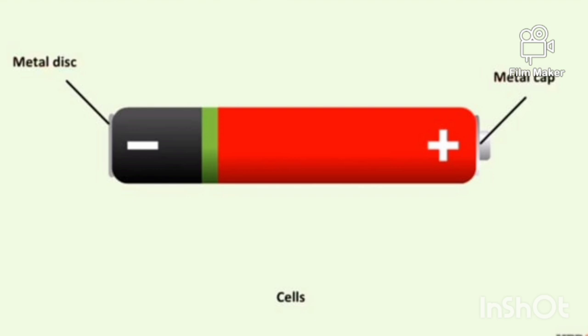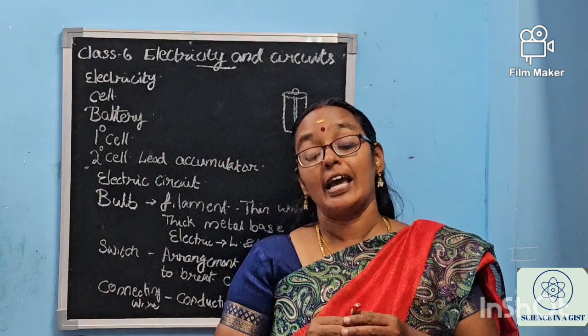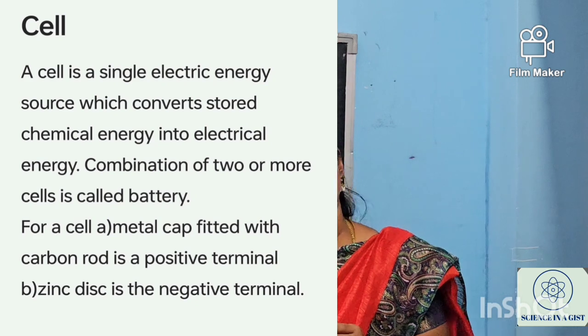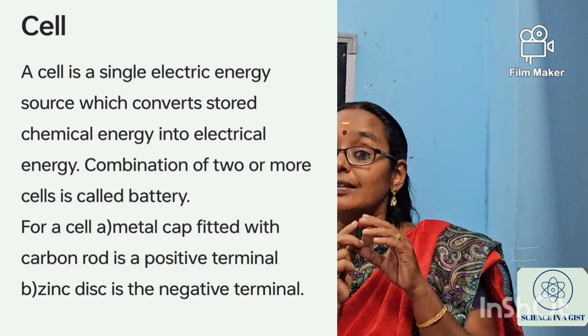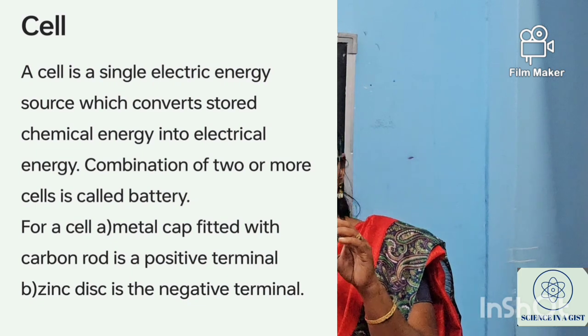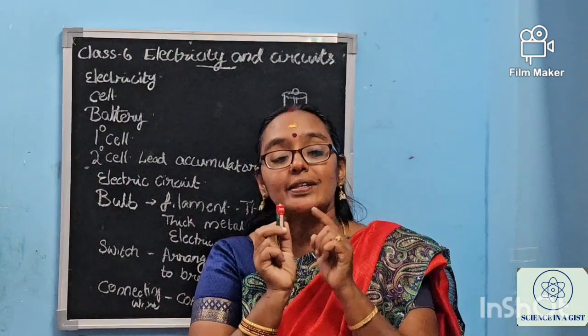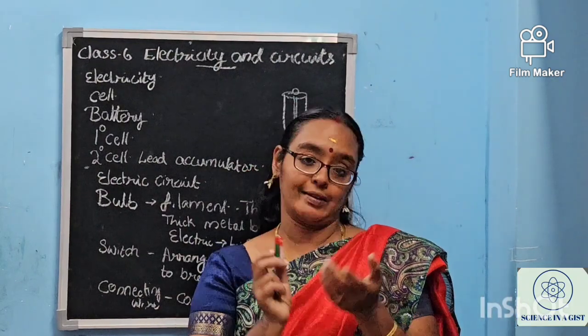Okay, what is the cell? Cell is the electric source. It will produce electricity. It helps for the generation of electricity. How is the electricity formed in the cell? The cell contains some chemical substances. This helps for converting the chemical energy into electrical energy. The cell is the one which converts the chemical energy into electrical energy.